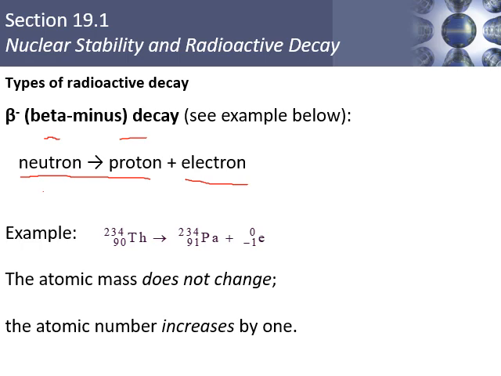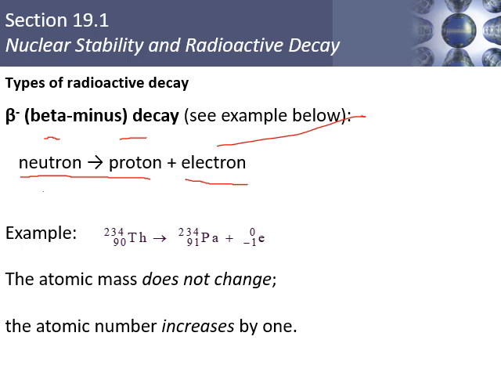But I'm just using that to point out that what we're doing here is taking a neutron and turning it into a proton and an electron, where the electron is then sent out of the atom. So it goes off into space.